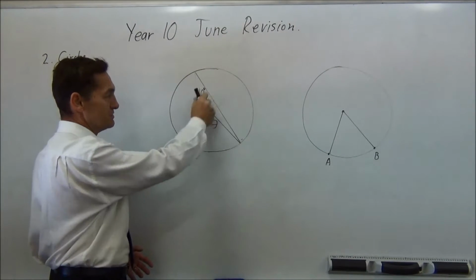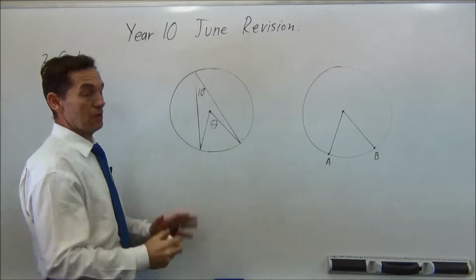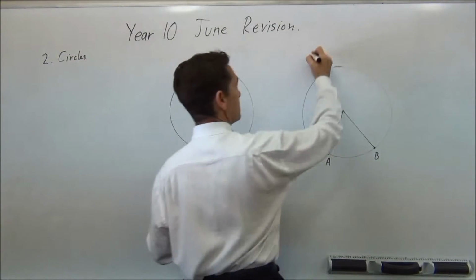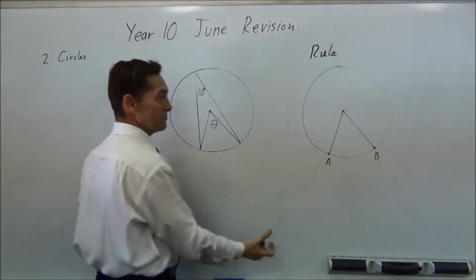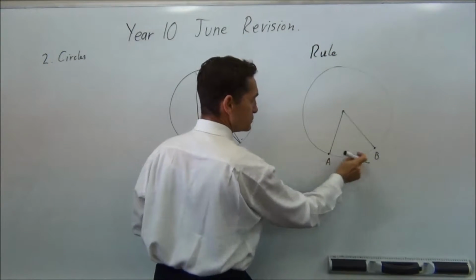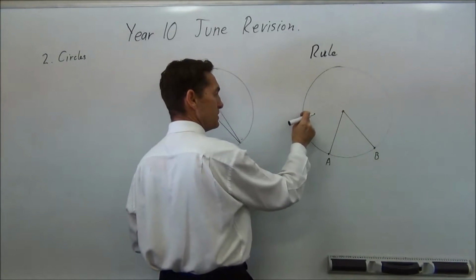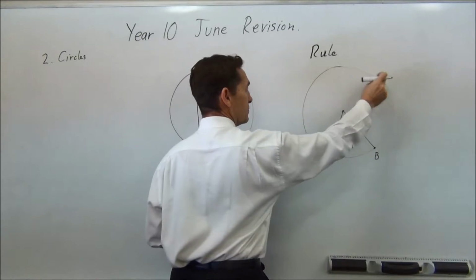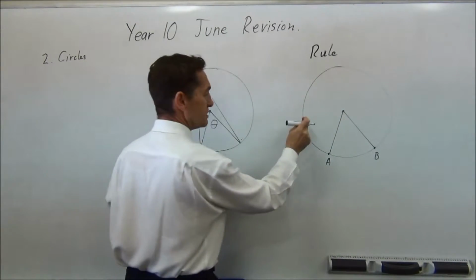So if you get a question like this and it says, what is theta? And you've got a 10 out there, what's the rule? So over here, I'm going to write a rule, if you remember. The rule is, if I've got any two points on a circle and I go to the middle of the circle and I join a line anywhere to any point around here, this angle is always double this angle.